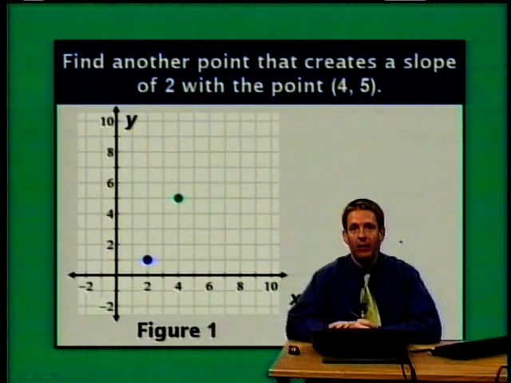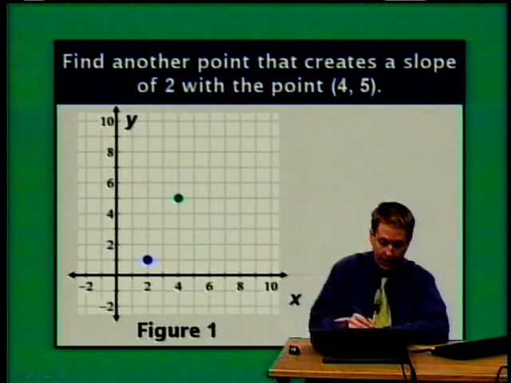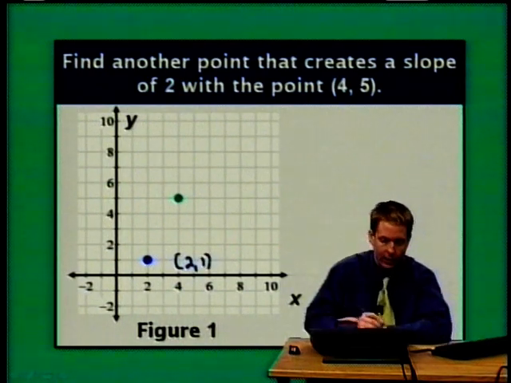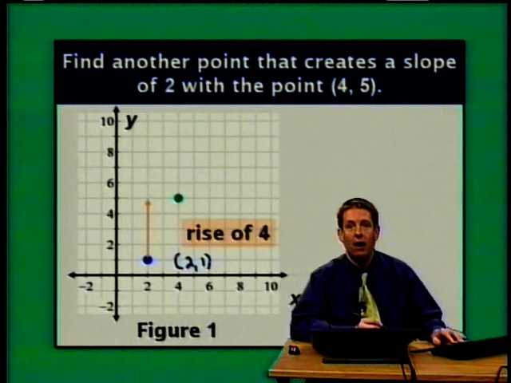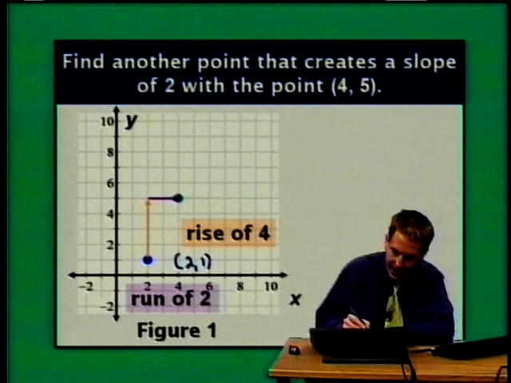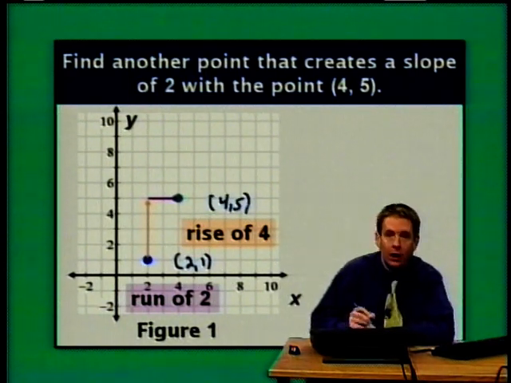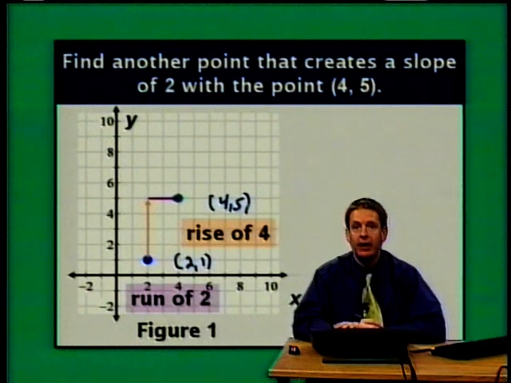So here's another example. Let's find another point that creates a slope of 2 with the point 4, 5. So we're starting with the same 2 points that we had in our previous example. And when we started from the point 2, 1, to get to the other point, we affected a rise of 4 units and a run of 2 units. And we landed at the point 4, 5. So if we want to find another point that creates a slope of 2 with the point 4, 5, let's draw our rise over run diagram starting at the point 4, 5.